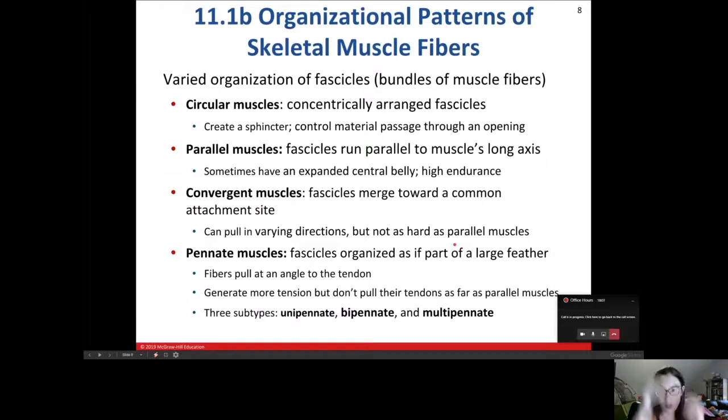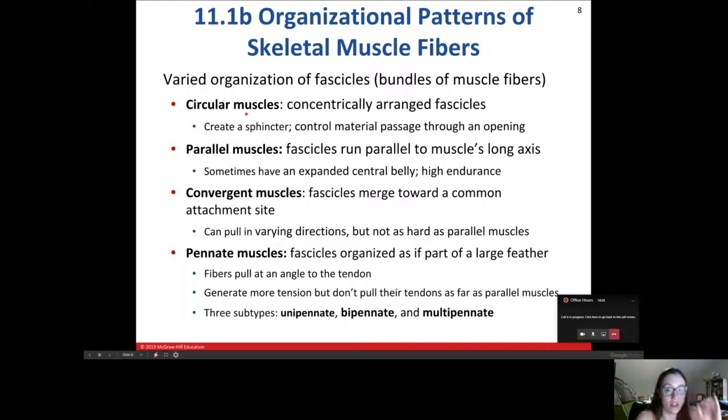I'm not going to belabor the point, but your fascicles within your muscles can be arranged in different directions. We have a couple of different types: circular, parallel, convergent, and pinnate muscles. I'm really not going to ask too many questions about this, but I do want you to know that the fascicles can go in different directions, and that's what makes some of our muscles able to pull in different directions, and it changes the function of the muscles.